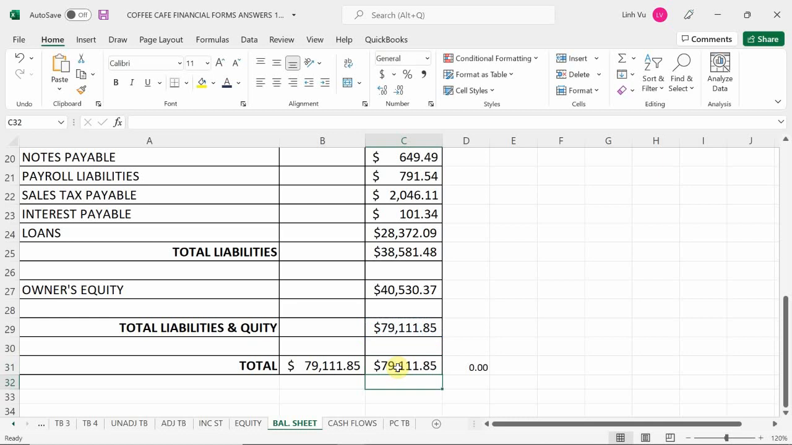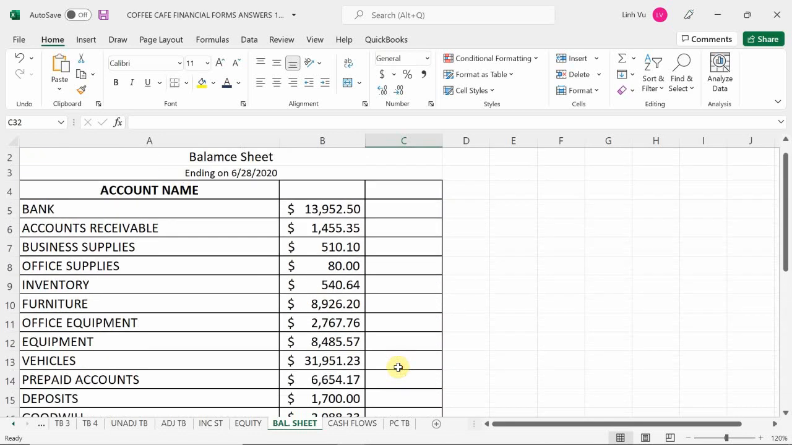Our total assets equals our total liabilities plus our equity. So that means, yay, we're seeing everything match up, right? Starting with the income statement, then starting with the equity, then starting with the balance sheet, okay? And each sheet is connected to each other, okay?